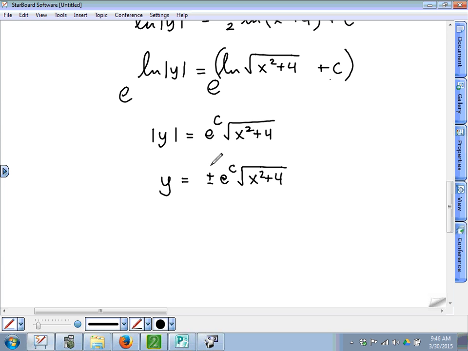Okay, not quite. What is e? It's a constant. And what is C? Another constant, right? So you can replace this whole thing with just C because it represents a constant. So that's the general solution. Wait, what? E to the C is just a constant, right?